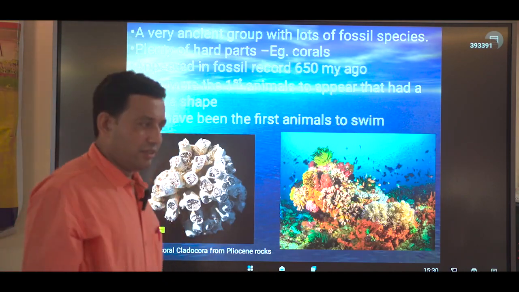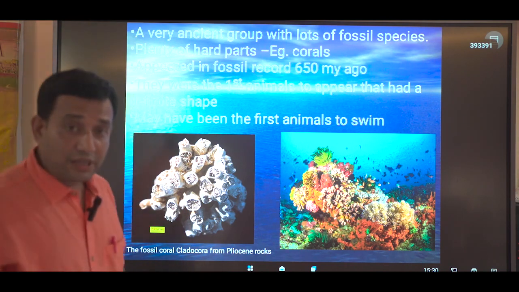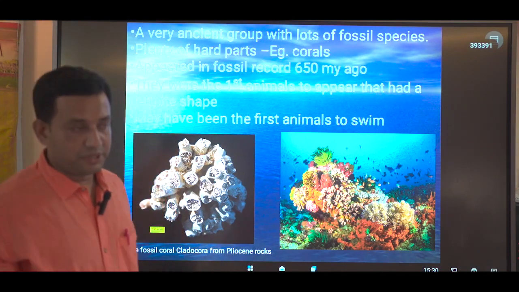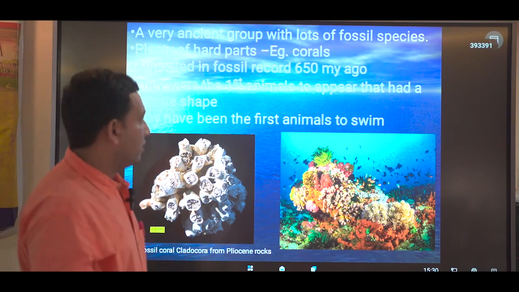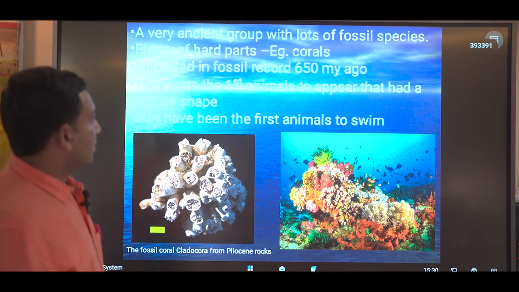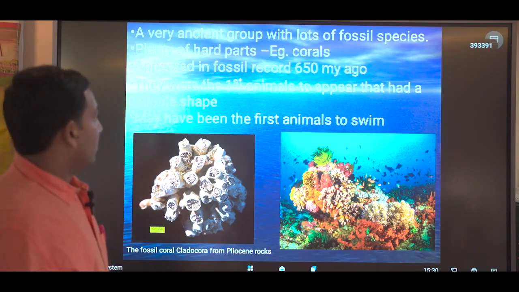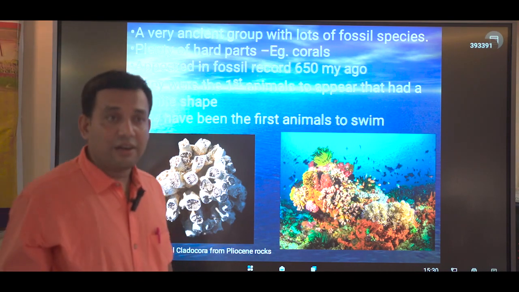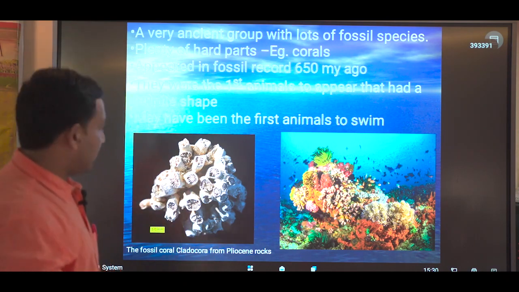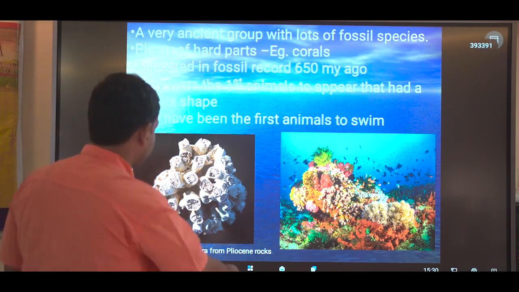As I said, they are very ancient and fossil records are there. They have hard parts in their body, which you can see afterwards. Coral reefs are made up of these fascinating anthozoans, that is Cnidarians. We have fossil records up to 650 million years ago, and probably they are the first animal which comes to a definite shape and has the capability to swim in the water.